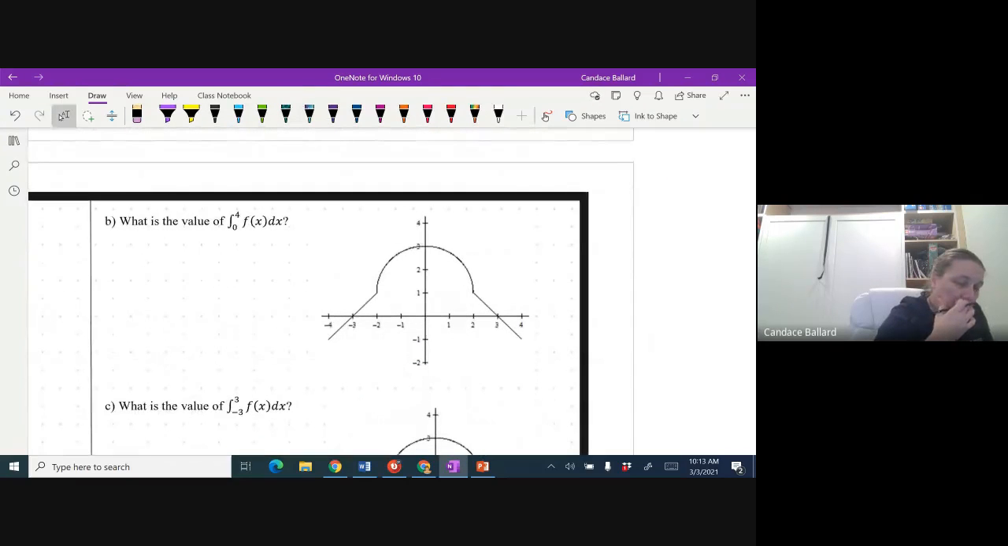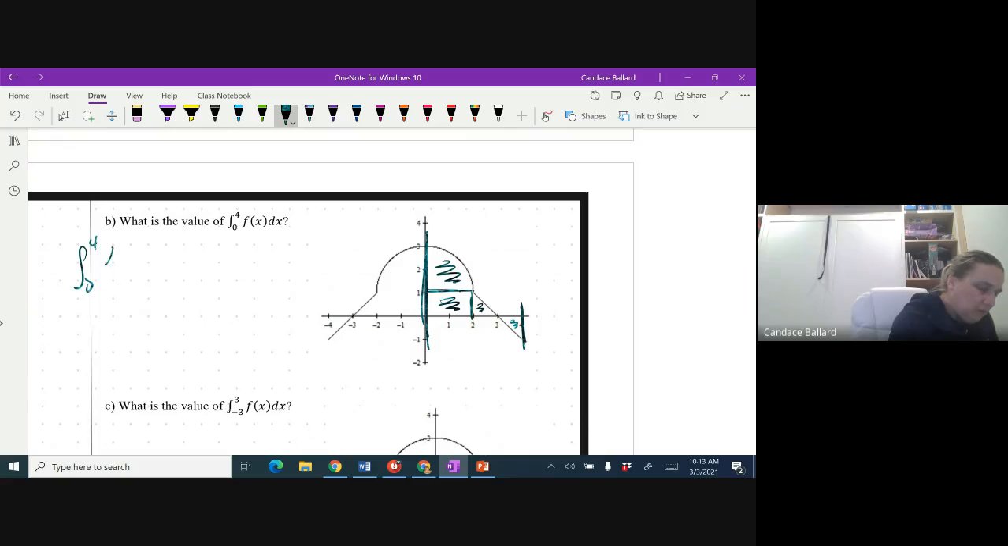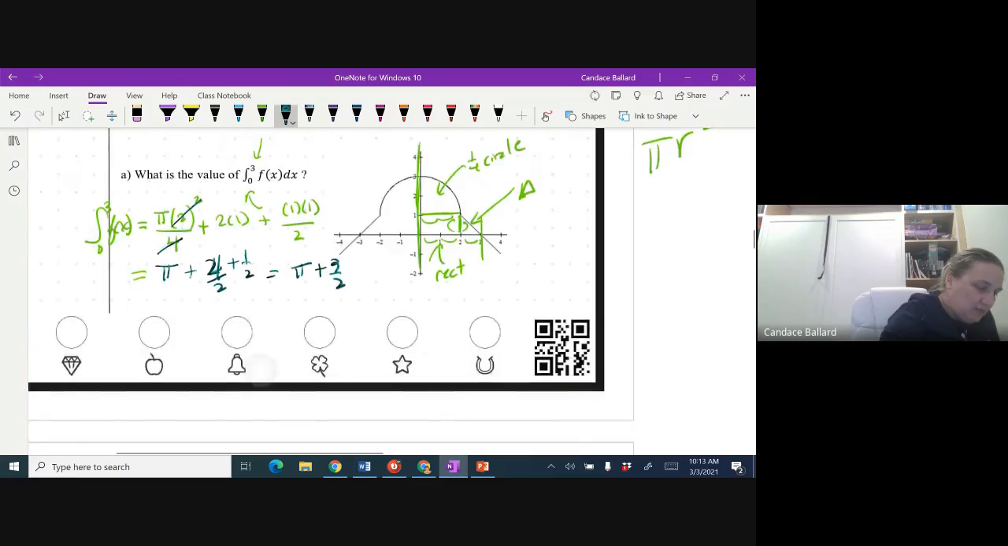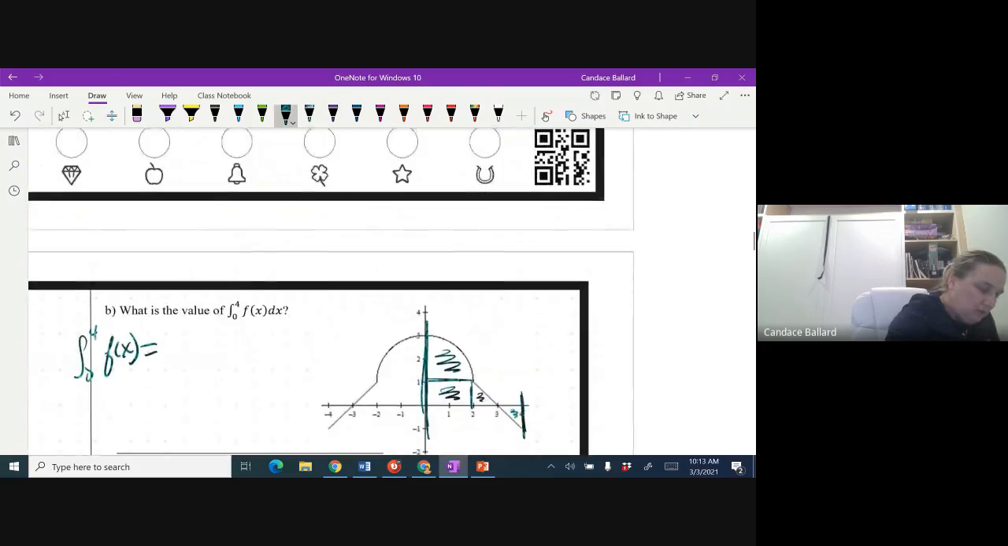All right, we're going to move on, and we've got to now go from 0 to 4. I'm going to look at my shapes. So it looks like I have the quarter circle again, the rectangle again, and 2 triangles. Well, I already know this top part here. I already know the area of that. So I'm actually going to just copy from my previous, because I know it's a Wednesday, pressed for time day. So it's pi plus 2.